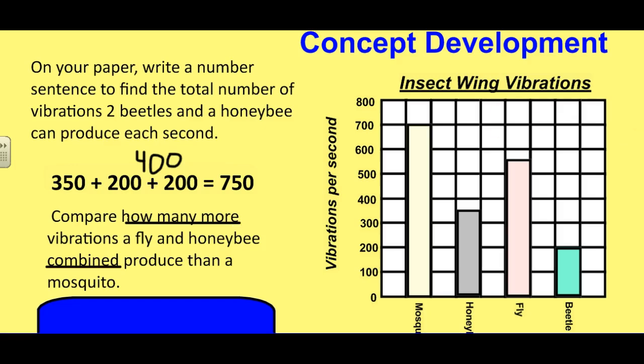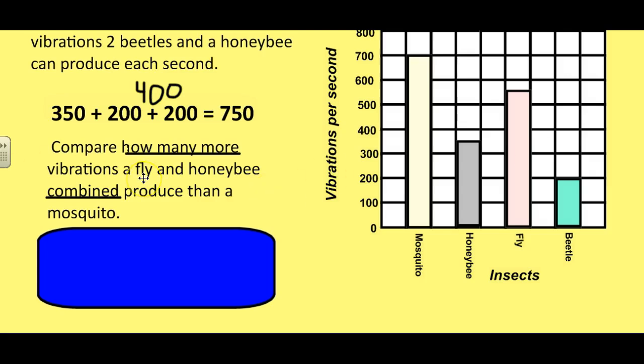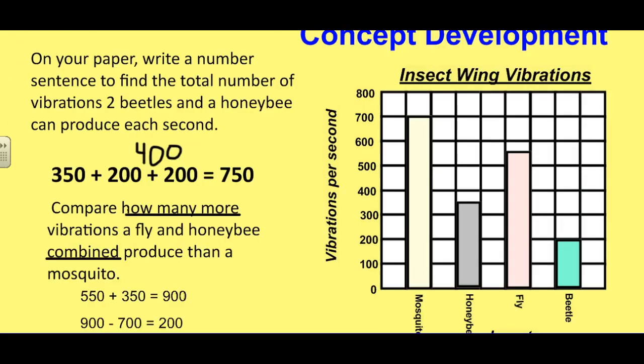So you're going to have 2 different number sentences that you're writing on your paper. You're going to have to combine the fly and the honeybee, and then you're going to have to subtract that from the mosquito. So I want you to get those 2 number equations written on your paper, and whenever you're ready to check your answer, you can push play. Okay, so the first number sentence, you had to combine the fly and the honeybee. The fly had 550 wing vibrations, and the honeybee had 350 wing vibrations.